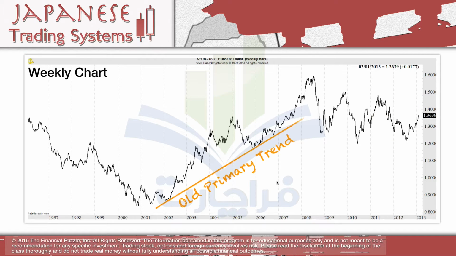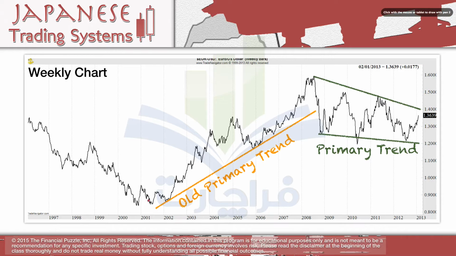I am on a weekly chart, and it is easy to see the primary trend. It is right there. There's the primary trend. There's your old primary trend. Your new primary trend is a sideways consolidation. Now if I wanted to identify intermediates on here, I could do that. There's your intermediate waves. Here's your intermediate waves of the new one. If we wanted to go down to the minor level, it's the black line chart there. That's the minor level. So that's really easy.